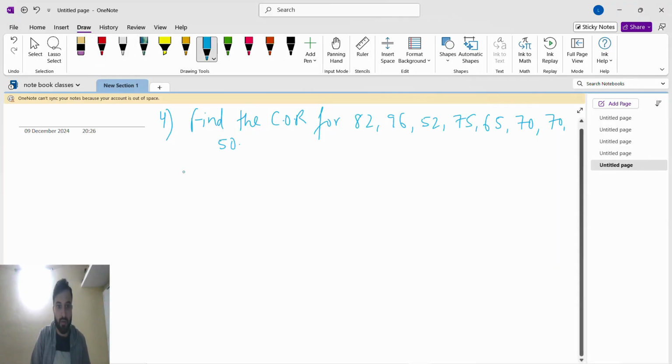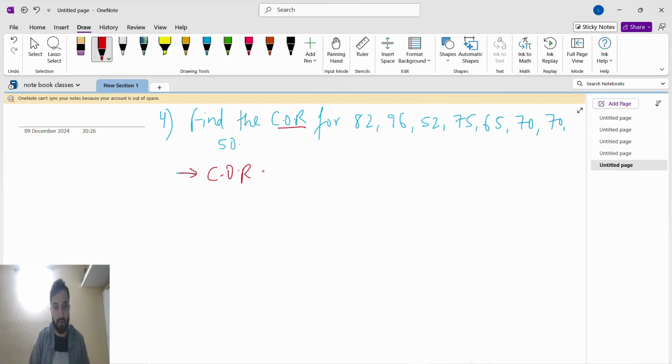Okay, so we have to find the coefficient of range. So coefficient of range means highest observation minus lowest observation. So first of all you have to find the highest observation. Highest observation is 96.